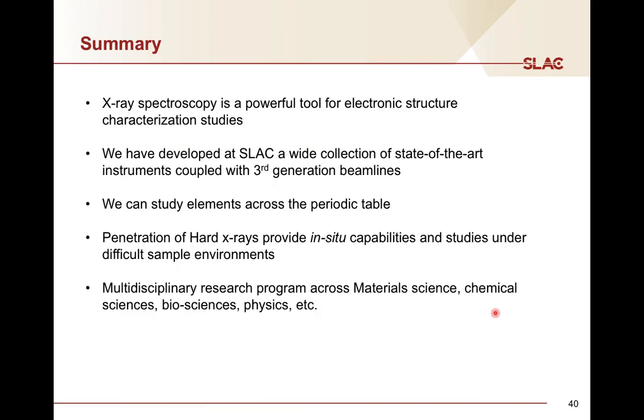So yeah, this brings me to the summary. First, X-ray absorption spectroscopy is a very powerful tool for electronic structure to characterize samples. There are very well developed, state-of-the-art instruments that you couple with third generation beamlines. We have that here at SSRL, beamline 15.2, but it also exists at a number of synchrotrons worldwide. Since it's core sensitive, it is element sensitive, and you can look at elements across the periodic table. It's actually site selective. Hard X-rays penetrate very well, way better than soft X-rays, which gives you capabilities to study difficult environments: high pressure, proteins, solutions, gas phase, everything. And with that, it also opens up the possibility for multidisciplinary research.